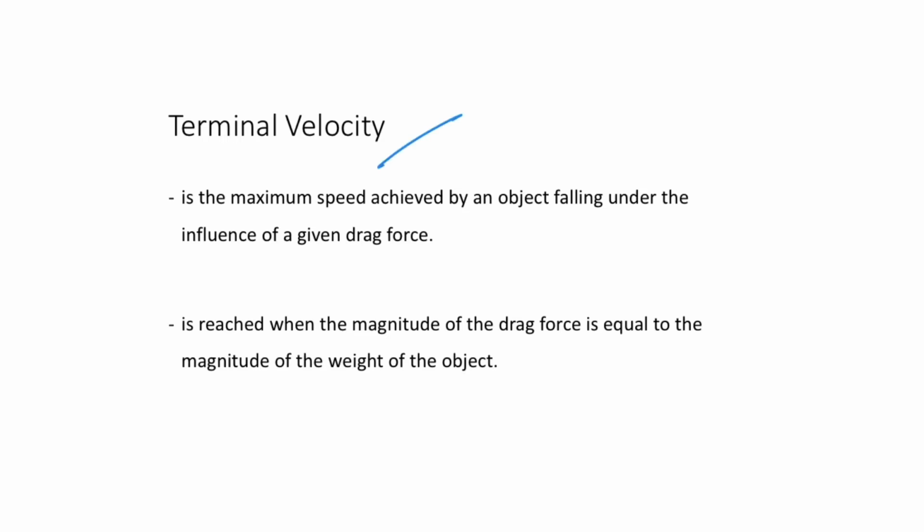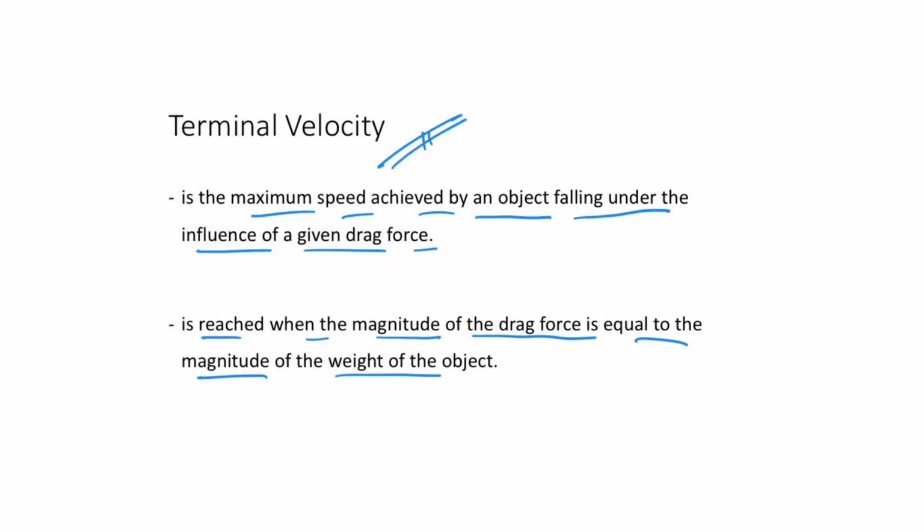So by definition, terminal velocity is the maximum speed achieved by an object that is falling under the influence of a given drag force. It is reached when the magnitude of the drag force is equal to the magnitude of the weight of the object.